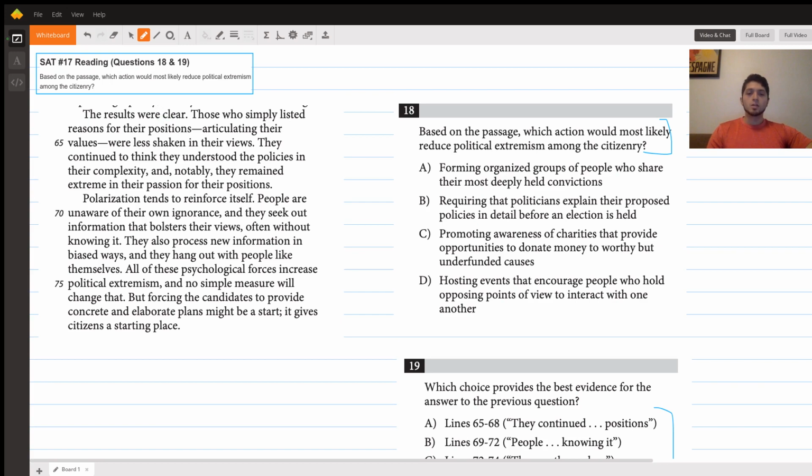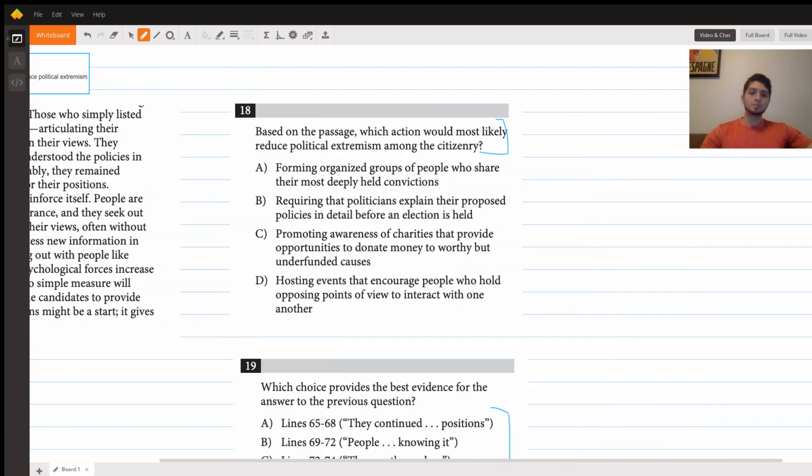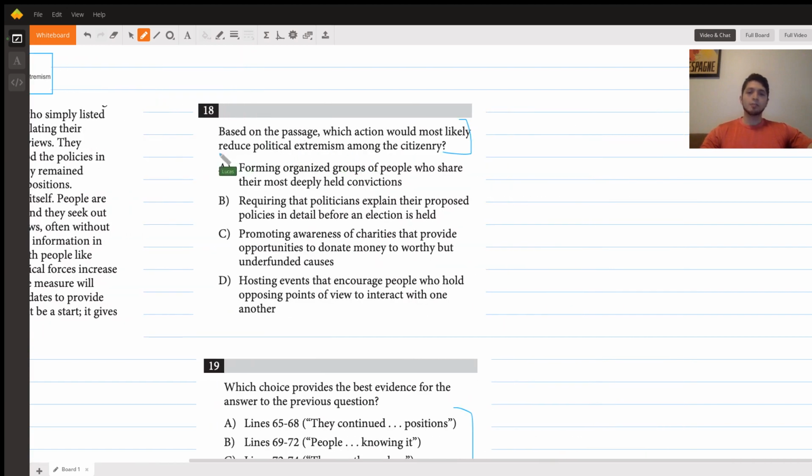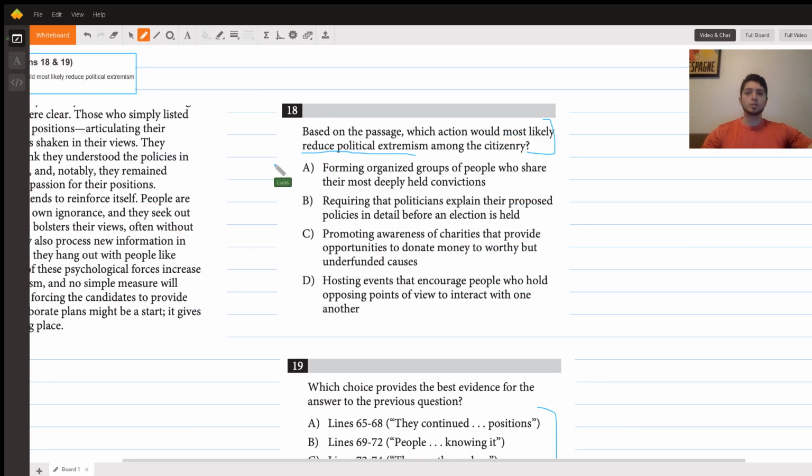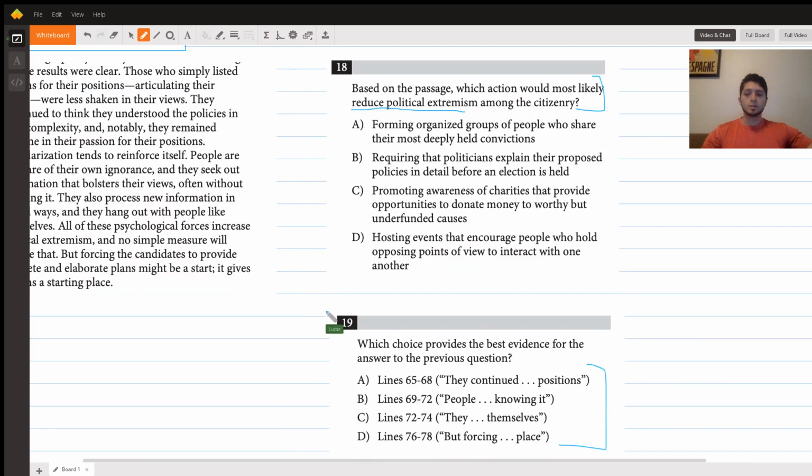This tells us that in the second experiment that Fernbach did, he just had people list the reasons why they believed in a position. And what he found is that it didn't really affect the strength of their conviction. They continued to think that they understood the policies and they remained extreme in their passion for their positions. So it had no effect. What that doesn't do is tell us anything that suggests a likely possibility of reducing political extremism. So I don't think this is a good answer choice. We should get rid of that.